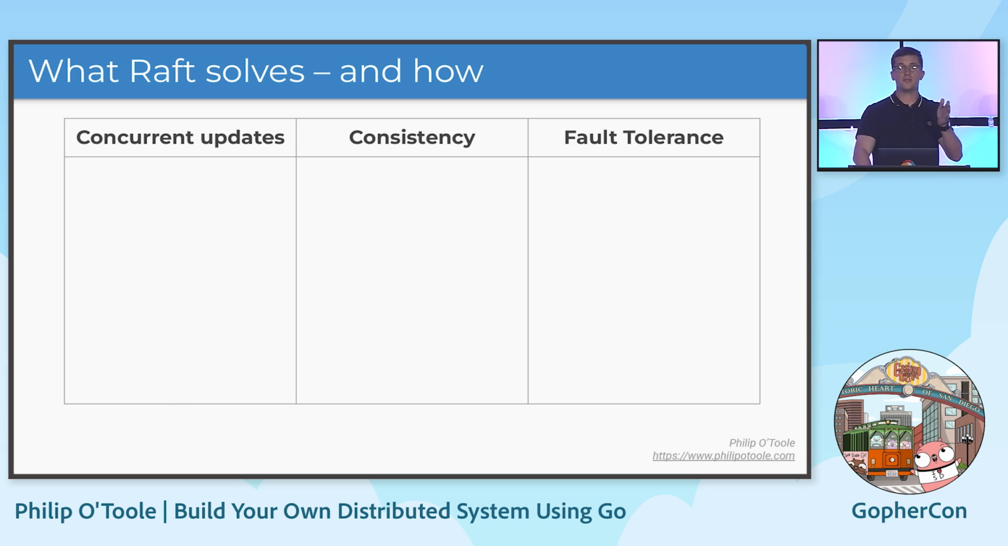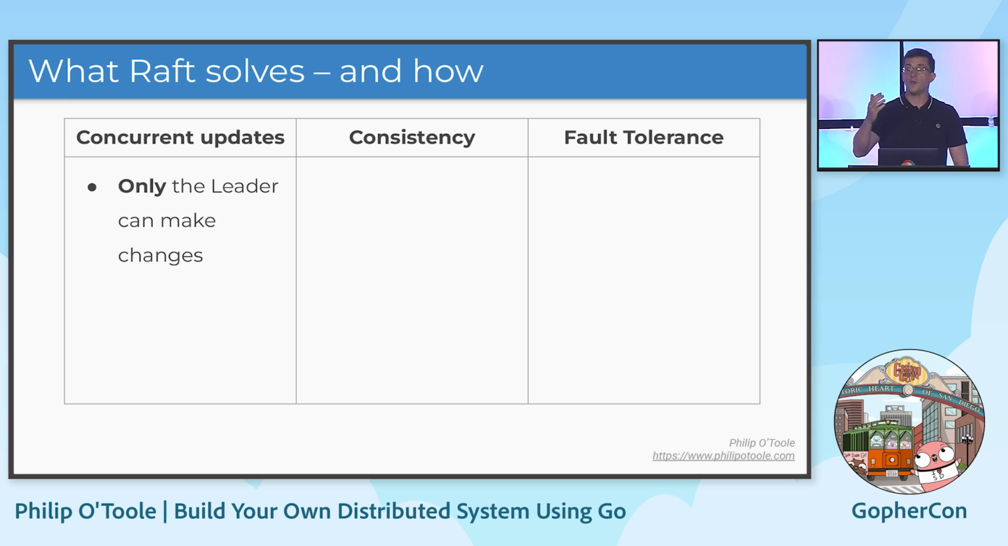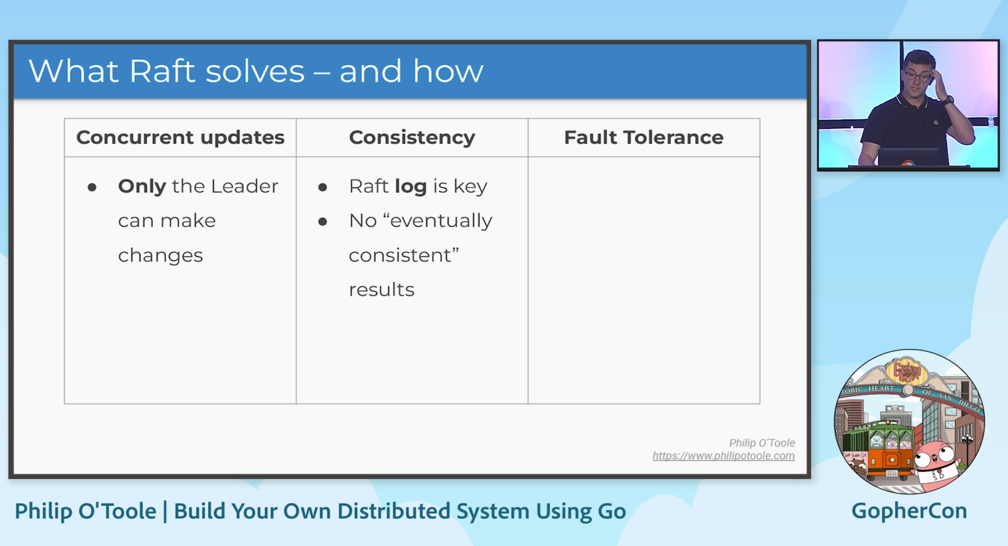Before we get into the building phase, let's just see how those concepts solve the distributed consensus problem that we outlined earlier. First thing, for concurrent updates, well, now only the leader can make changes. Even if there are multiple clients coming into your system, they'll all end up going through the leader. For consistency, the Raft log is key. The Raft log, the events in the series and the sequence of those events, is the authoritative record for what has happened in your system, and every node will agree on that.